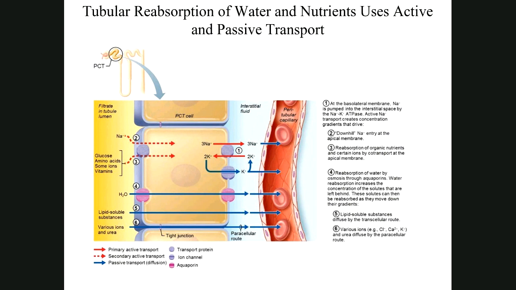For the lipid soluble substances, they diffuse by the transcellular route, or some ions and other calcium, for example, chloride and urea, diffuse by the paracellular route. So this is our primary active transport, and this is our secondary active transport.